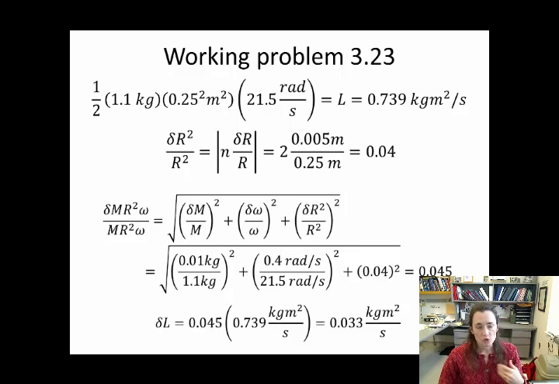Now, we then multiply times the known constant of 1/2. There's no uncertainty in that number. That means that the fractional uncertainty of 4.5% is preserved because you're multiplying times a known constant. So we can use this 0.045 and our value of L, which you've already calculated, to find the uncertainty in L. We just multiply 0.045 times 0.739. We get 0.033, and that's our uncertainty in L.